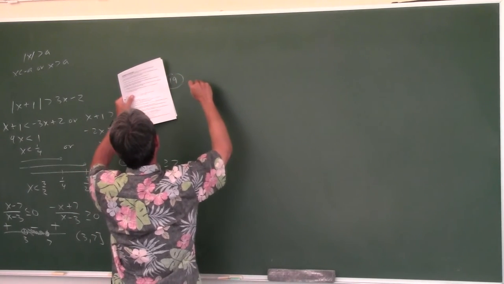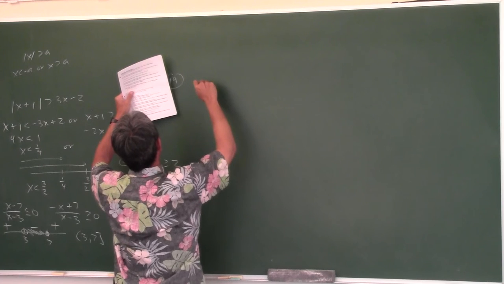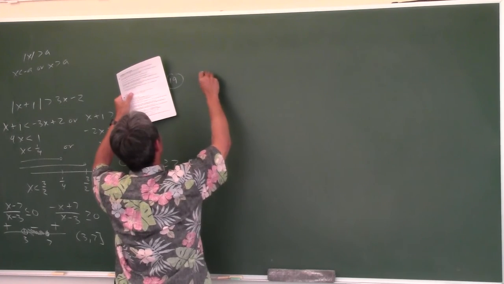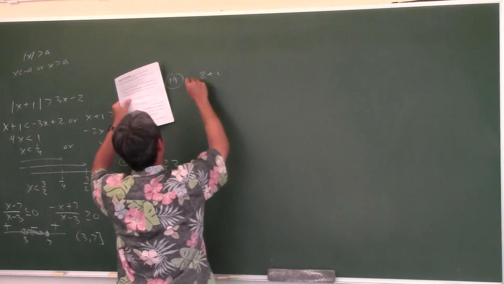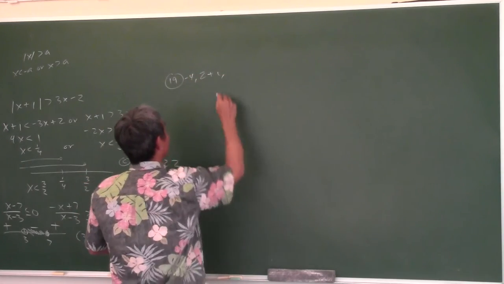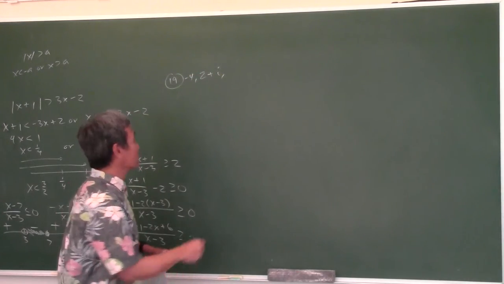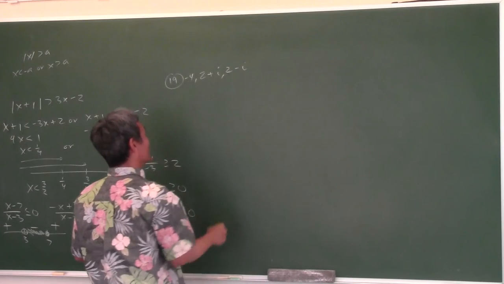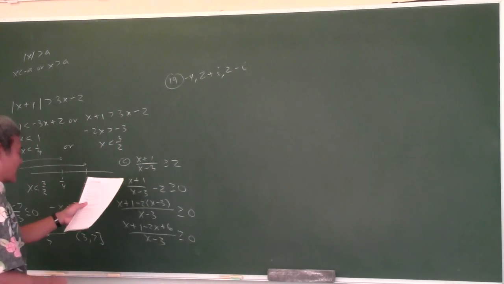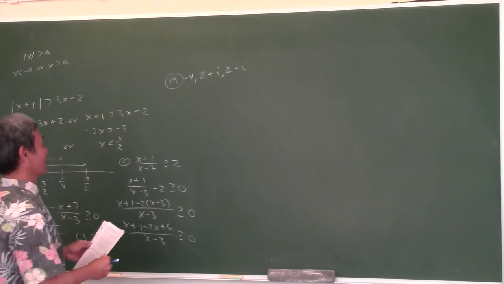Number 19, write a polynomial function with integral coefficients, leading coefficient 1, so that its zeros are 2 plus i and negative 4. Now, what did we learn? If 2 plus i is a root, 2 minus i has to be a root. Well, we're writing a function, so it's actually zeros, if you want to be exact.